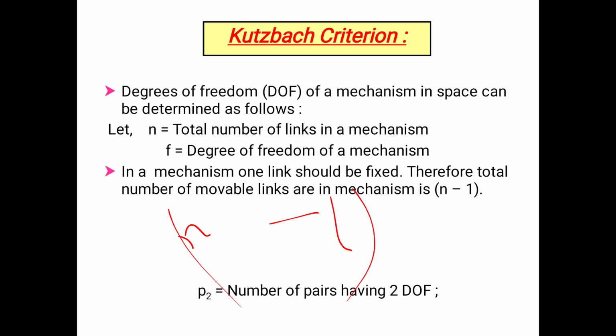And one thing you have to keep in mind: when we consider the motion of a particular link or mechanism, there are basically two motions considered. One is completely constrained motion and another one is successfully constrained motion.